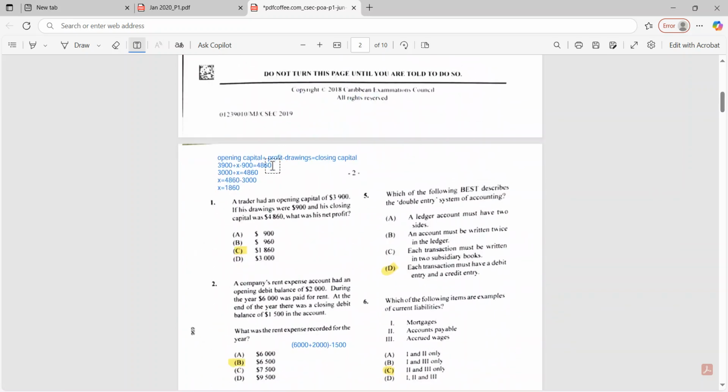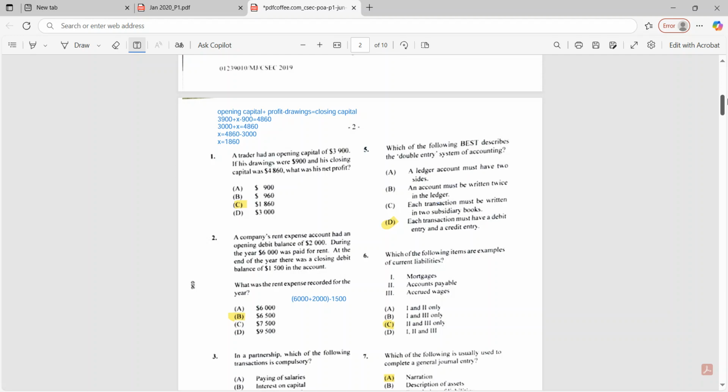So let us begin. The first question says a trader had an opening capital of $3,900. If his drawings were $900 and his closing capital was $4,860, what was his net profit? So what we would do, we recall the formula that we use at the bottom of our balance sheet, which is opening capital plus profits minus our drawings is equal to our closing capital. We're going to now substitute the values for these items.